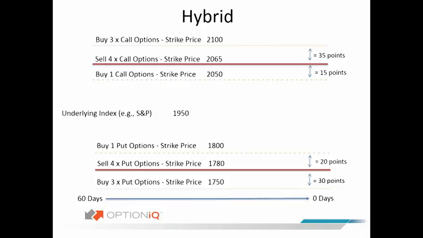At the same time, we're going to do the same thing on the bottom. We're going to go down below the 4 puts that we sold. From 1780, we're going to drop down 30 points, and we're going to buy 3 puts at the 1750 for our outside protection on the put side. So that is the hybrid.